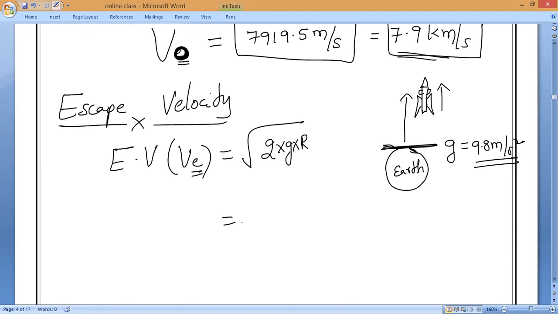Now, can I write this as root 2 into root GR? Is it right or wrong, everybody? Root 2 into root GR? Yes or no?